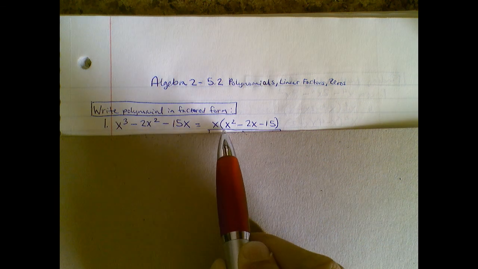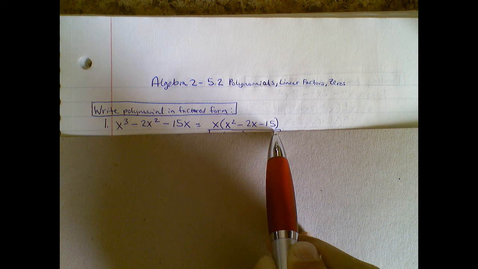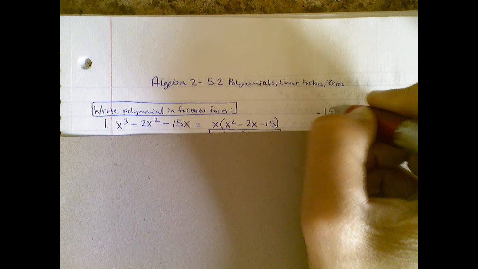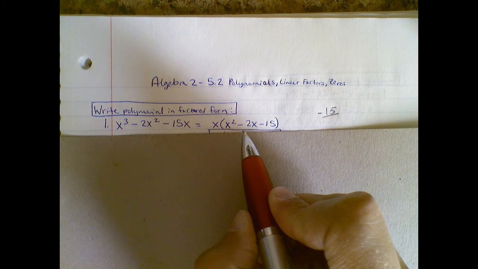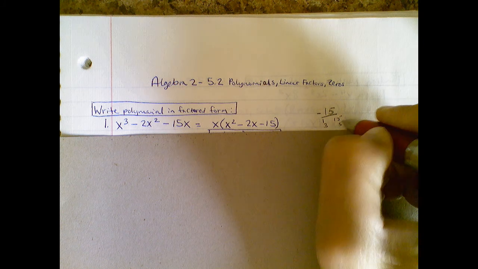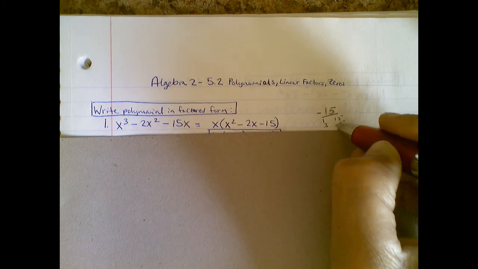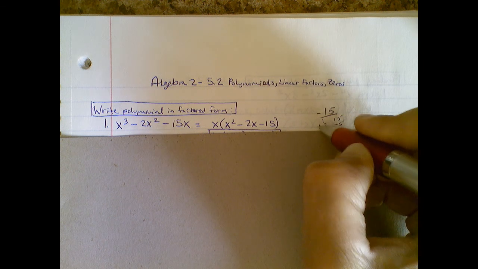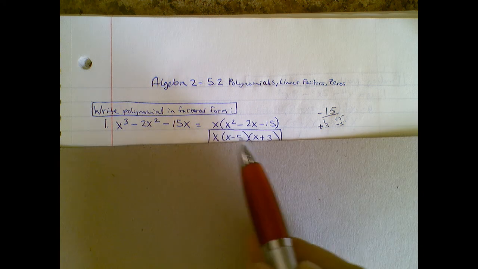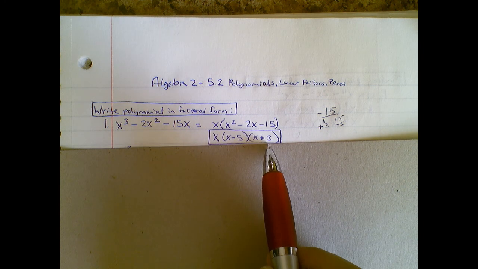So we're going to take our a times our c, so 1 times negative 15. We need to come up with all the combinations that multiply to negative 15 but add up to negative 2. So we have 1 and 15, 3 and 5. The only combination that would work to add up to negative 2 would be a negative 5 and a positive 3. So we throw that in as our last terms, a negative 5 and a positive 3. The order does not matter.